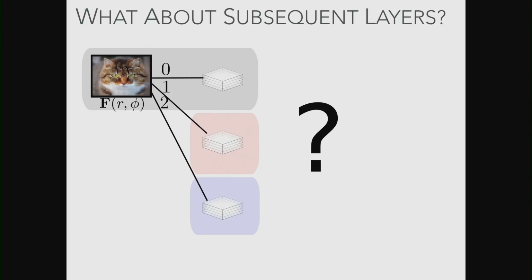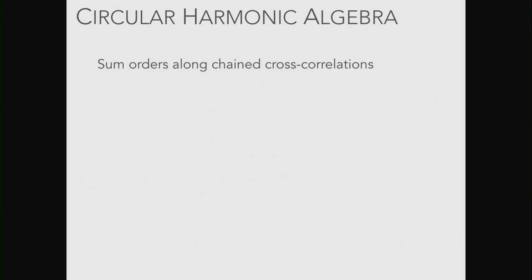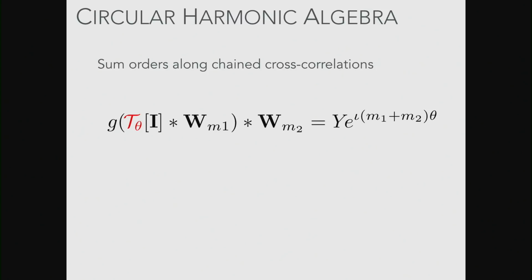So again, I've got my input image, it's a cat. I've taken convolutions with frequency 0, 1, and 2 filters. What happens next? Ah, here we are. Sorry about that. I've taken my image and I've convolved it twice. If I were to transform the input, then what we get is a rotation of the original response by e to the iota (m1 plus m2) theta. So what exactly does that mean?